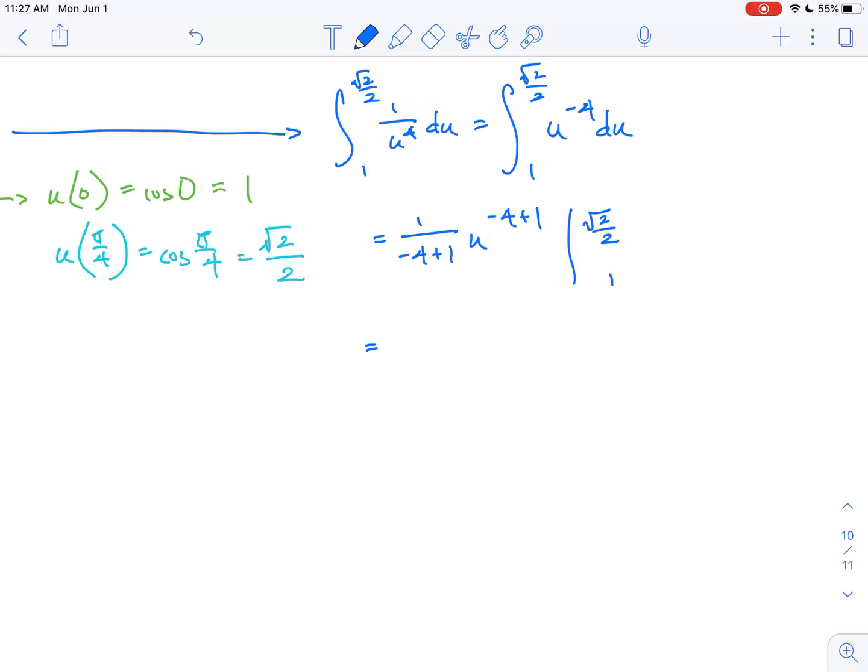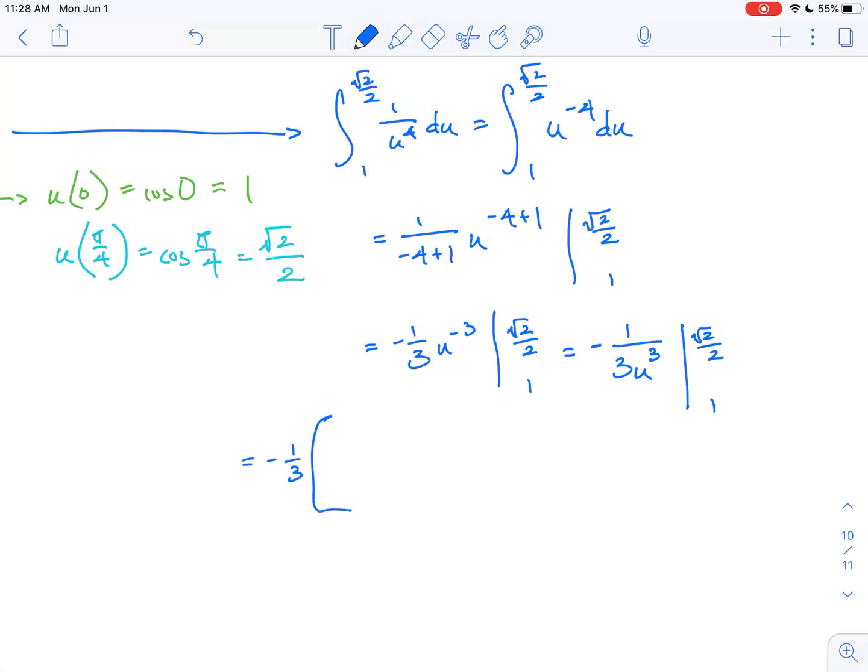That gives us negative 1/3 u to the negative 3rd, plugging in root 2 over 2, and 1. And I'm going to rewrite this one more way, which is negative 1 over 3u cubed, root 2 over 2, and 1. Okay? Now I can plug in my bounds. So negative 1/3.